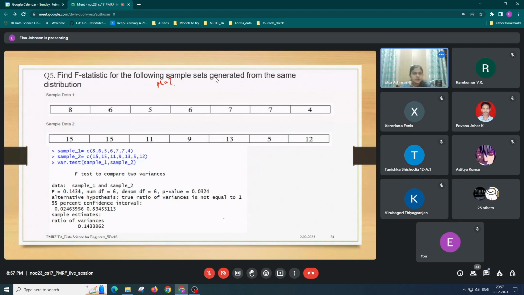Okay, so right now you have two samples. From the first sample you can find x1 bar as well as s1, and from this one you can find the x2 bar as well as s2. So s1 you have, s2 you have. So with all these differences, they want you to calculate the F statistic. Similarly, the same thing.